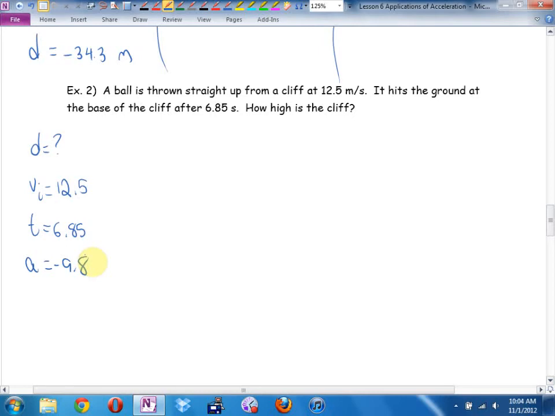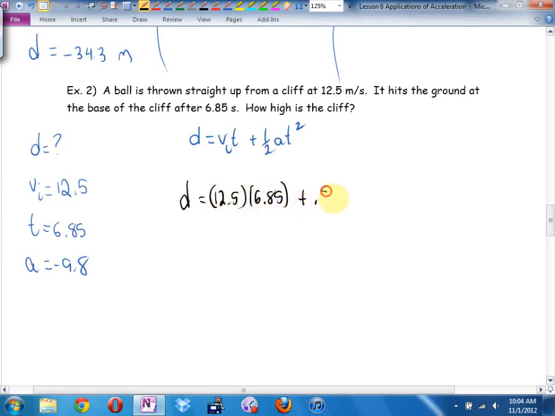Hey, I'm looking for an equation that has d, vi, t, and a in it. Which one? d equals vi t plus a half a t squared. And conveniently, d is by itself already. I like this, it's straight plug and chug. This is going to be d equals vi, 12.5, t, 6.85, plus a half, negative 9.8, t squared, 6.85 squared.